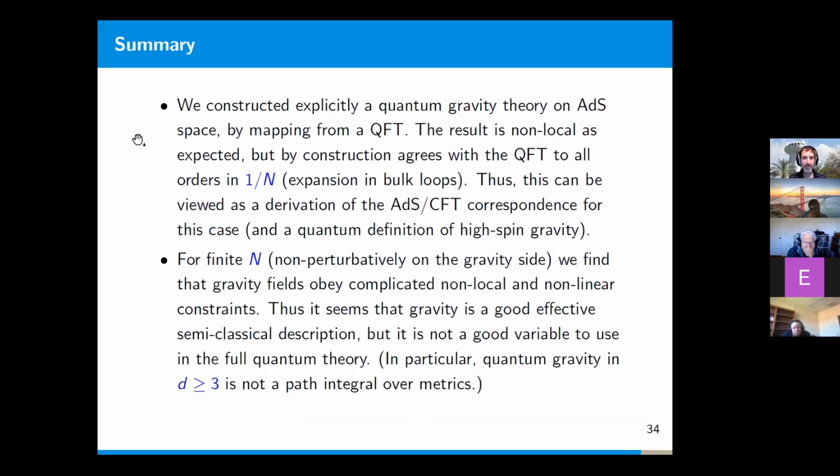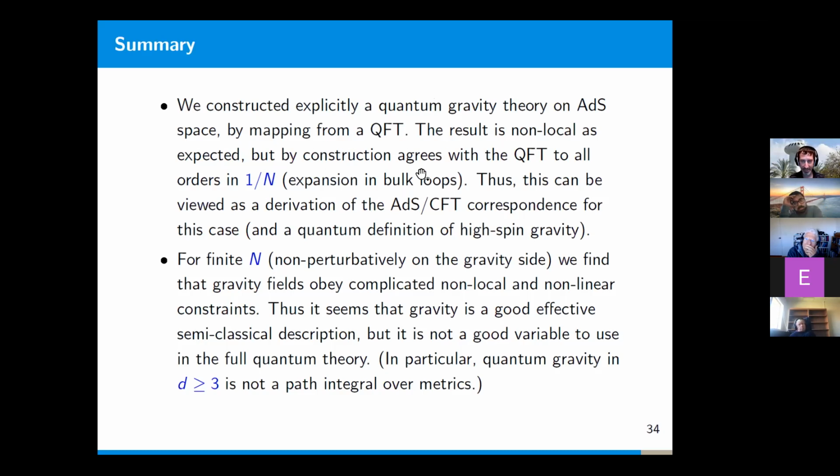So let me summarize. In this talk, I presented explicitly a construction of a quantum gravity theory on anti-de Sitter space by just taking a quantum field theory and mapping it to new variables that look like a quantum gravity theory on AdS space. The result is highly non-local, as expected for this specific example of the AdS/CFT correspondence, but by construction, it agrees with the quantum field theory to all orders in 1/N.